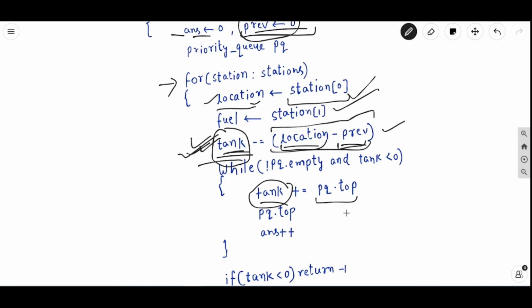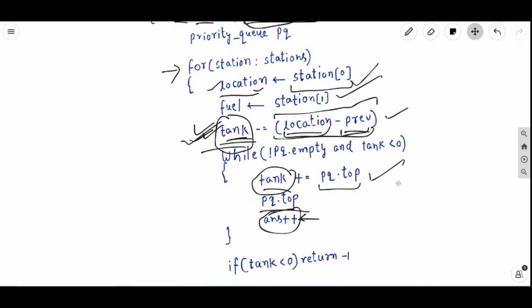The station which offers the greatest amount of fuel will be prioritized first, and that's why I'm using a max heap. I simply keep popping the elements, and the number of elements which I am popping from the priority queue will be the number of gas stations where I am stopping to refill our tank, and that will be counted as my answer.